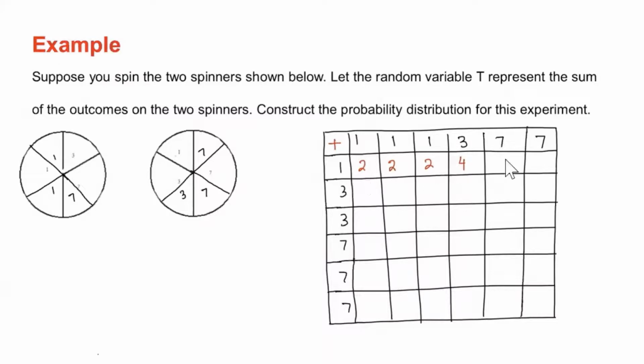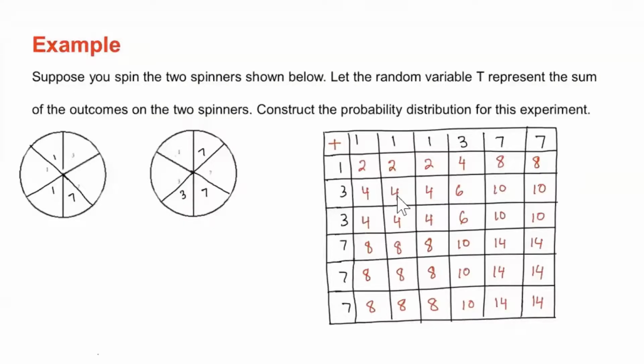1 on the first and 7 on the second, 8. 1 on the first, 7 on the second, 8. Similarly, 3 on the first and 1 on the second, 4. Now we can continue and complete this table. So here is the complete table. You can see that the possible sums that we have are 2, 4, 6, 8, 10, and 14.